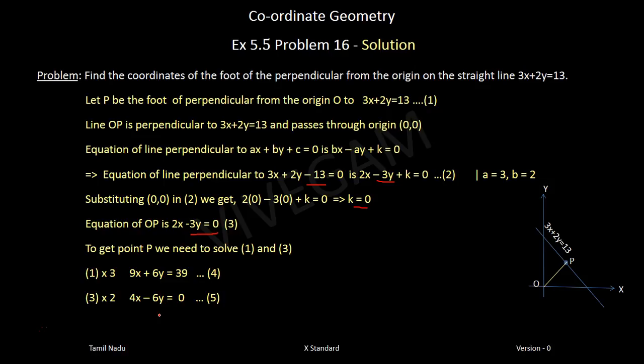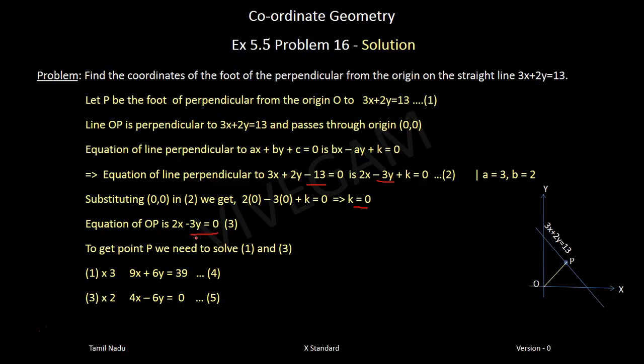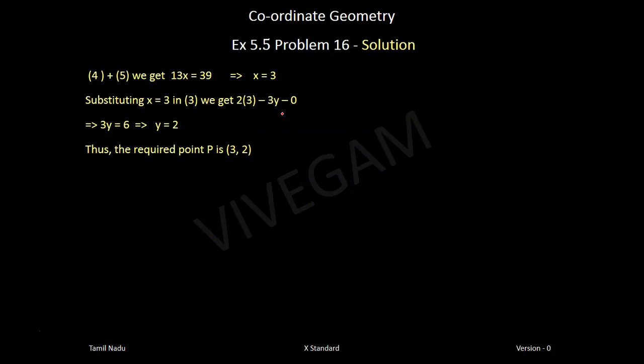You got it? When you add up, y gets cancelled. 9x plus 4x is 13x. 39 plus 0 is 39. So you're getting 13x equal to 39, or x equal to 39 by 13, that is 3. So substituting x equal to 3 in equation 3, what is equation 3? 2x minus 3y equal to 0. So you'll get 2 into 3, minus 3y equal to 0.